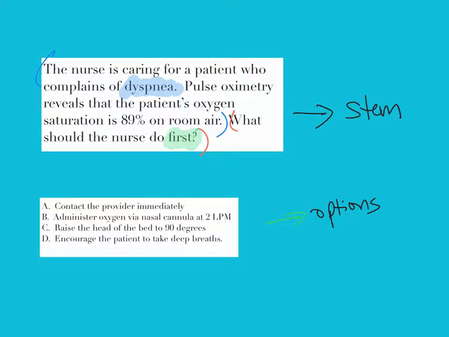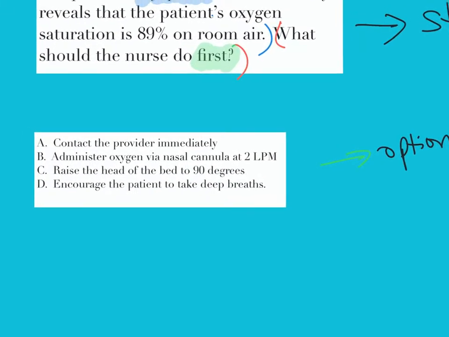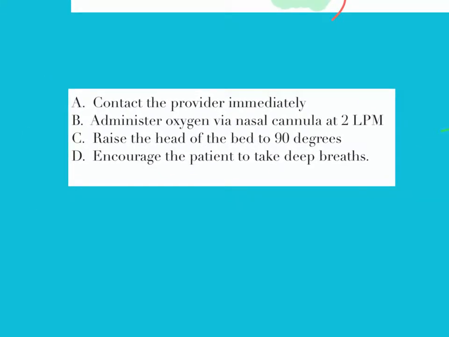Okay, so let's look at these options that we have here. I'm going to shrink the stem. Okay, so in the preceding stem, we had a patient who was short of breath, desatting. What does the nurse do first? Now, start with contact the provider immediately. Contacting the provider immediately is seldom your best option.